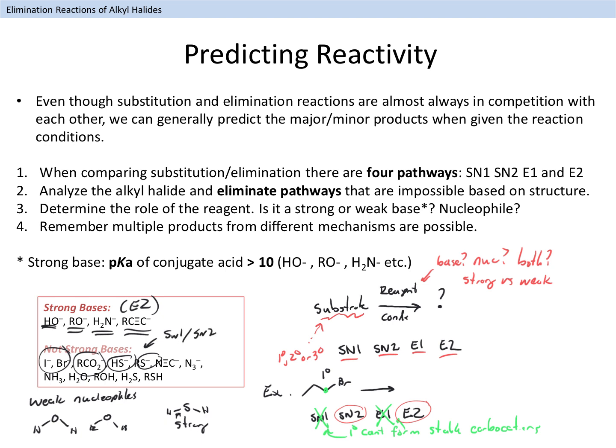Additionally, it is crucial to remember that multiple products from different mechanisms are possible. For instance, under certain conditions, both substitution and elimination products can form, and the conditions will determine which product is major and which is minor. By following these guidelines, one can predict the reactivity and outcome of given reactions. The specific conditions and the nature of the substrate and reagents will guide us to the most likely reaction pathway. Let's look at some examples and practice predicting the outcomes of reactions based on these principles. This will help solidify our understanding of how to apply these concepts.